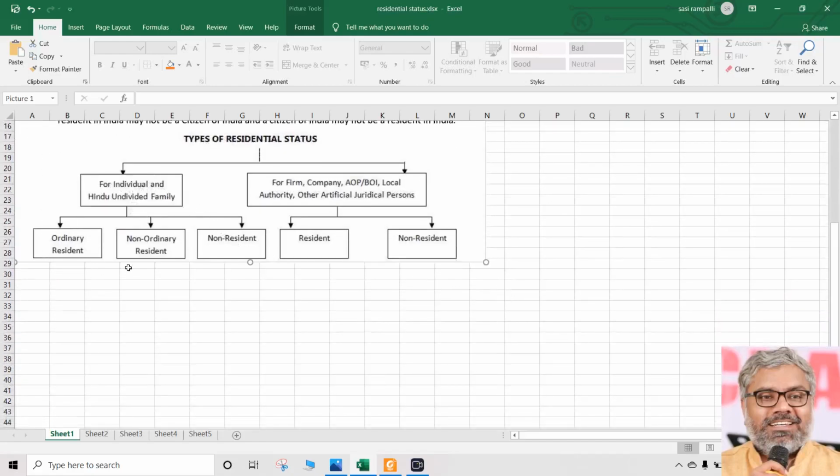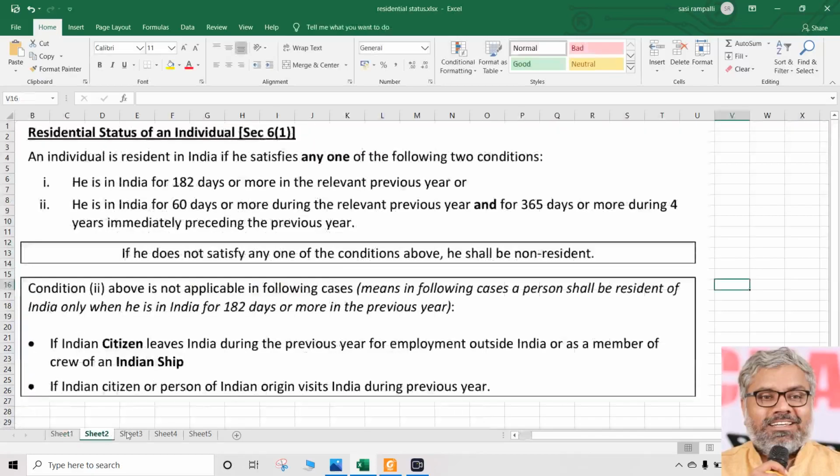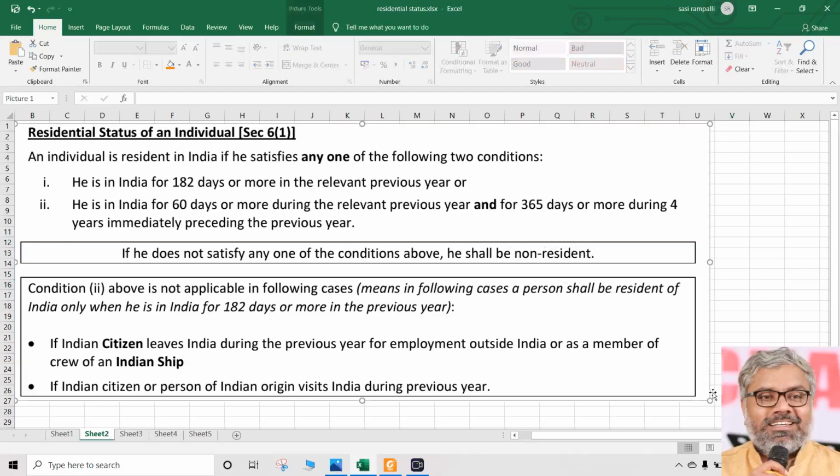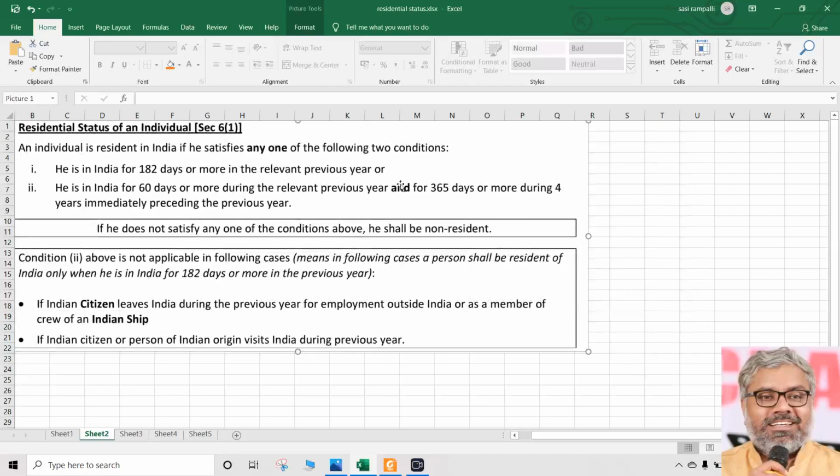For individuals and HUF, there are three possibilities: ROR, RNOR, and NR. For all others, there are only two possibilities, either resident or non-resident. And how to determine the residential status of an individual? By checking the basic conditions. We tried to understand that earlier, wherein an individual will be called a resident only when any one of the following conditions is satisfied. So we can call these conditions, for our understanding purposes, basic condition 1 and basic condition 2.